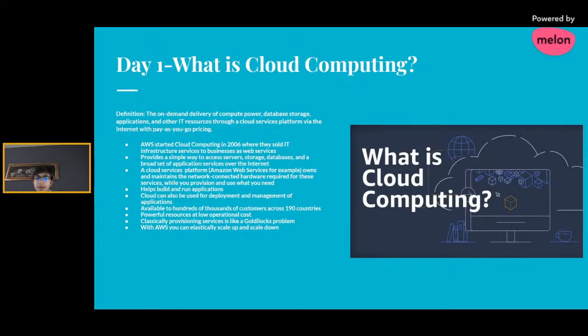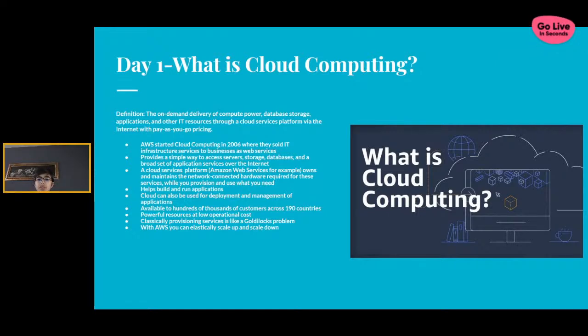A cloud services platform, such as AWS, owns and maintains the network-connected hardware required for these services, while you, the user, provision and use whatever you need. This helps build and run applications. The cloud can also be used for the deployment and management of applications. It is available to hundreds of thousands of customers across 190 different countries. And all of this is available with powerful resources at low operational cost.